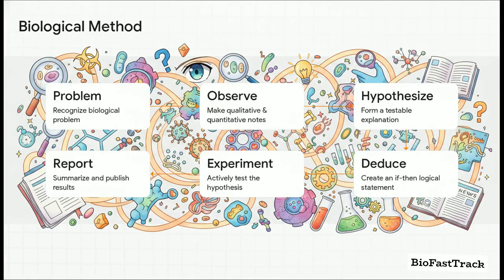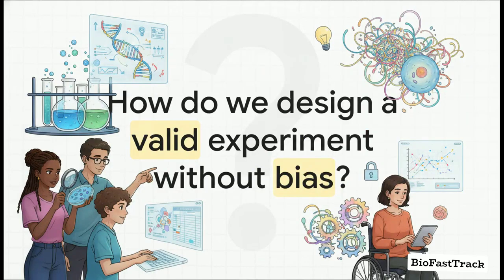Now, to give you the rigid sequence required for those standard test questions, the steps are 1. Recognize the problem, 2. Observe, 3. Hypothesize, 4. Deduce, 5. Experiment, and 6. Summarize and report. You will definitely need to know this order front to back. Okay, let's hit pause on the rote memorization for a quick second. You can't just throw things in a beaker and call it science. The real complexity is setting up a valid test.